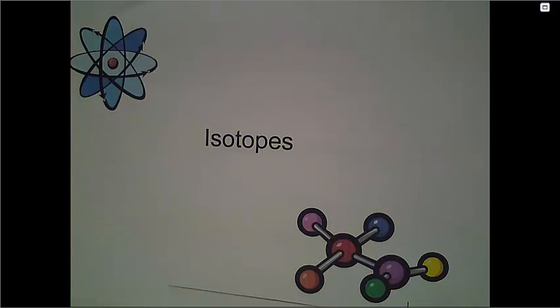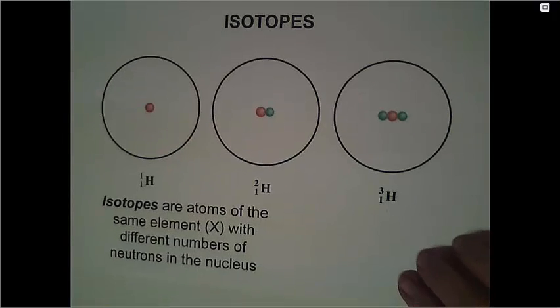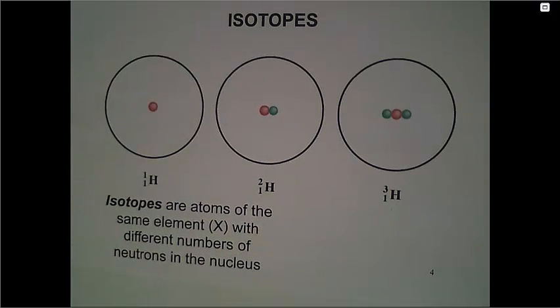Atoms with the same atomic number but different mass numbers have different numbers of neutrons. Let's have a look at the simplest, most straightforward atom, and that is hydrogen. Now you will see there are three isotopes of hydrogen. The atomic number, or the number of protons, is here at the bottom, and the mass number at the top.